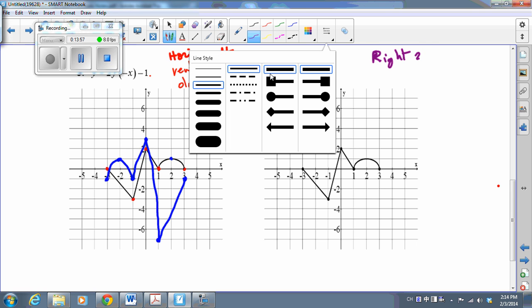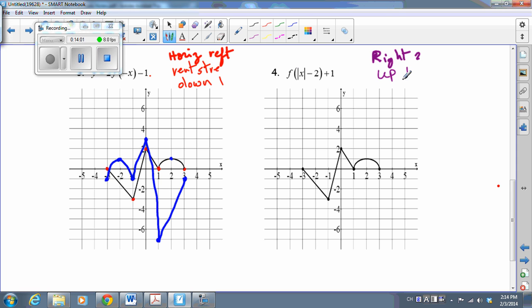Right 2. It will go also up 1. And we got an absolute value of x. So let's go step by step. Once again, I'll focus on these red points, because with those points, I can come up with the graph.